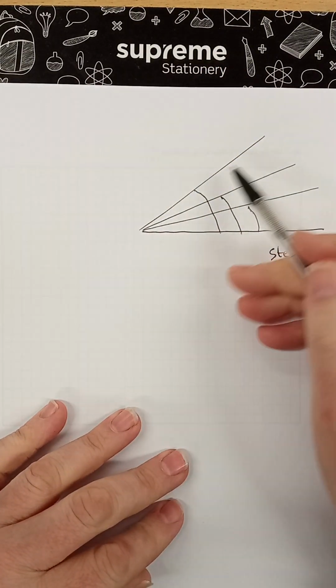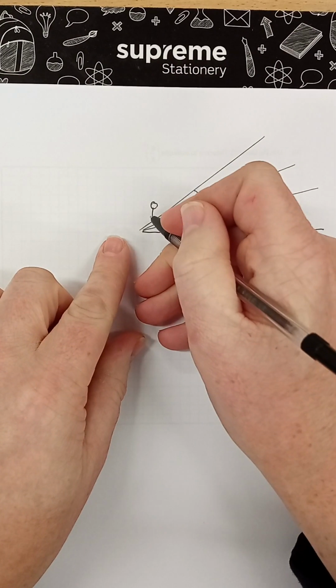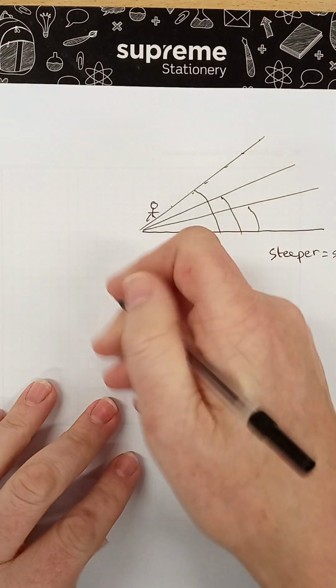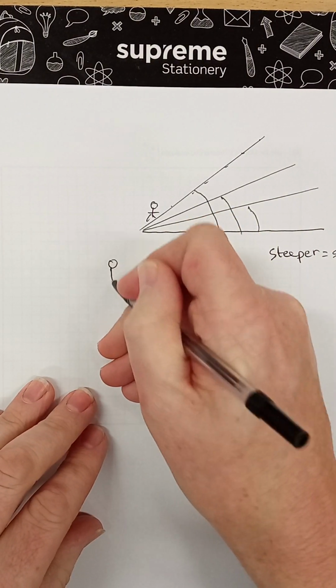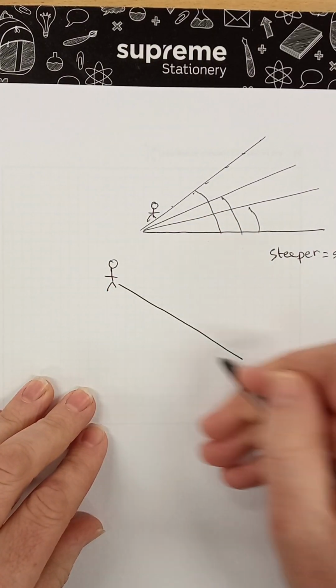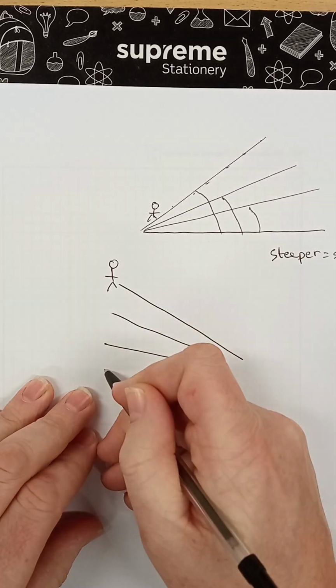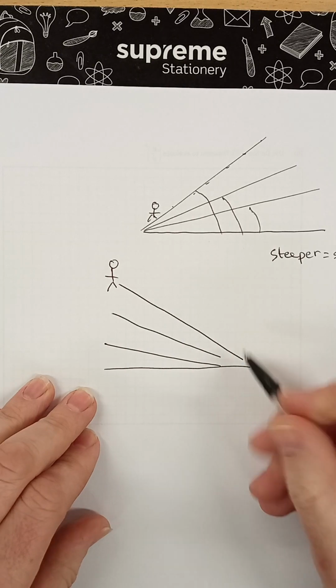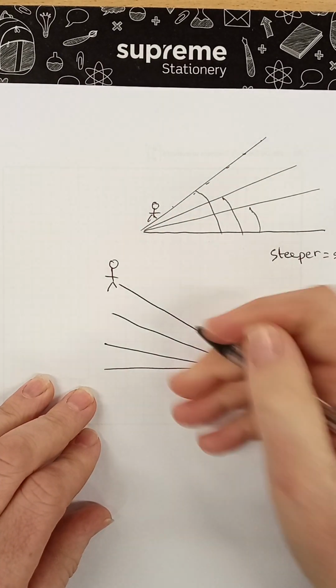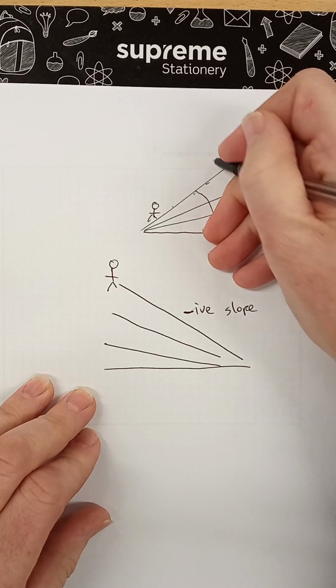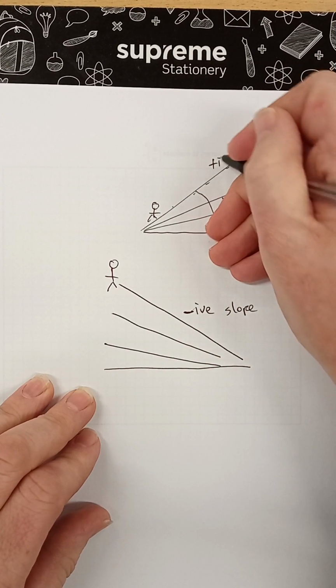So for example, this is a positive slope because I'm walking up the hill. Look, I'm walking up the hill. But you could also have a negative slope. You could be at the top of a hill and you're going down, and as you go down, it gets less steep and less steep until you're on the flat. So if you're going down the hill, you're going to have a negative slope. And if you're going uphill, you're going to have a positive slope.